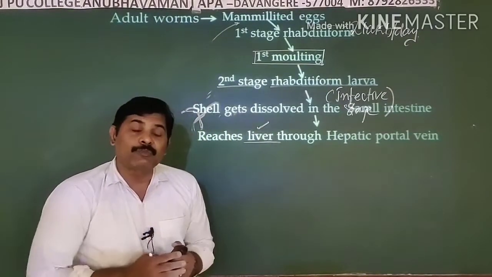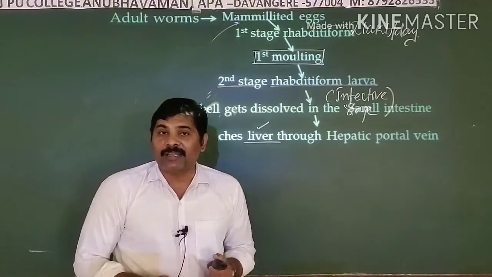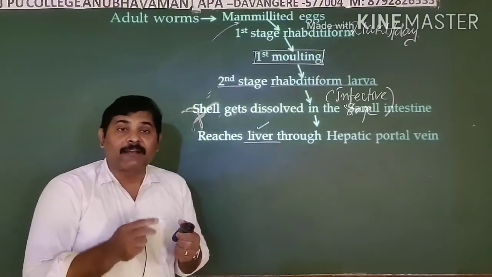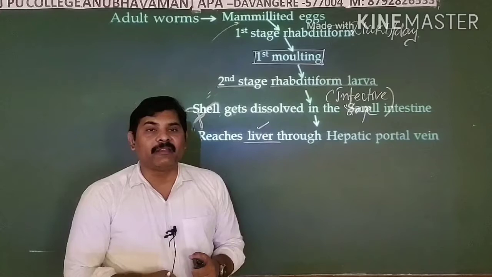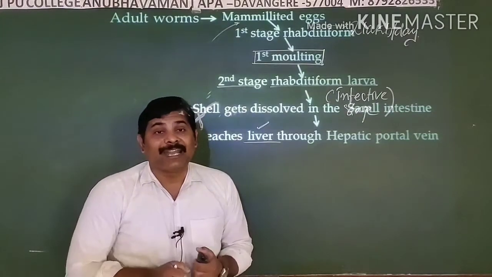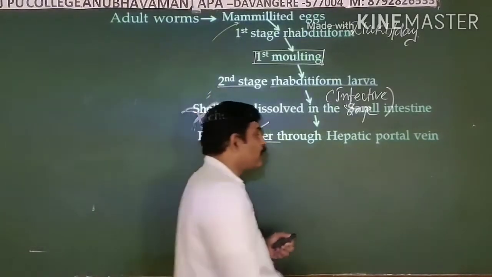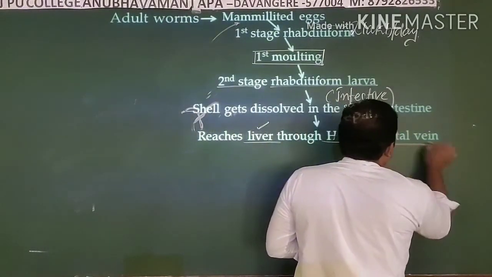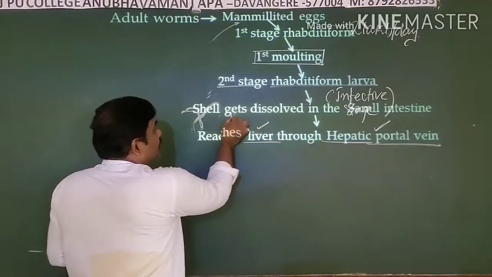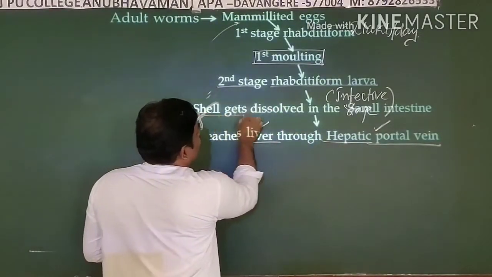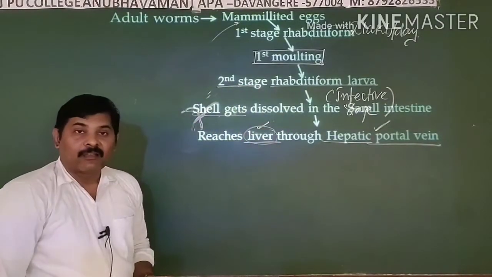Through a blood vessel which we call the hepatic portal vein. This is a blood vessel which carries the blood from your intestine to your liver. Digested food material that is absorbed in your alimentary canal gets brought to the liver by this blood vessel, the hepatic portal vein. Through this blood vessel, the egg-shed second stage larva reaches your liver.